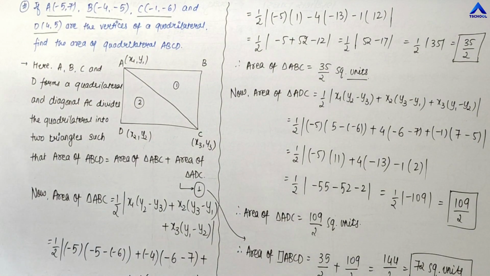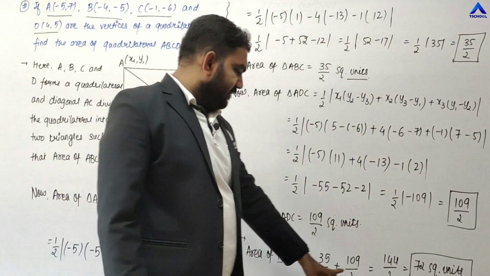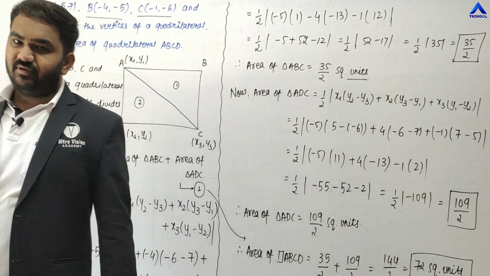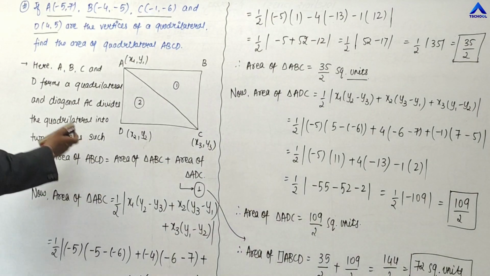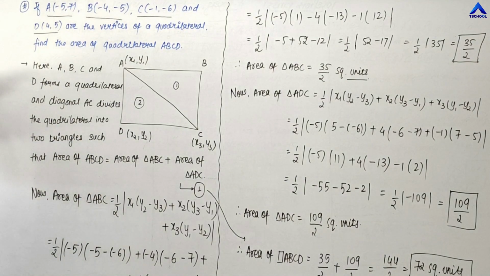So friends, you can see here that this is how we can find out the area of any quadrilateral that is given to us. So here area of the quadrilateral ABCD that is given to us here is equals to 72 square units. Okay. So take a look over it, then again I'm going to remove this. Okay.